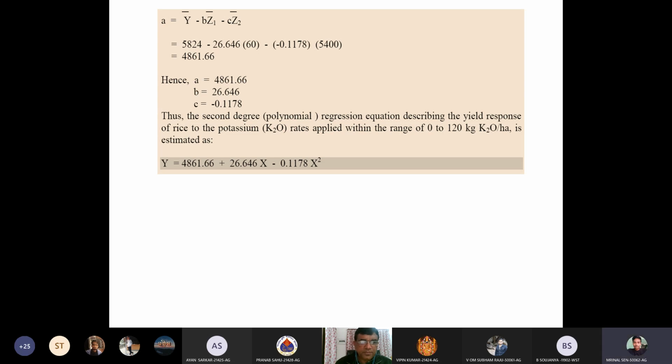Okay. Yes, sir. So we go to the R square. Next is calculation of the coefficient of determination. So it is also with some relationship. This is the formula to calculate R square. And by putting the values of these parameters, you can calculate the R square. So here it comes out to be 0.996.